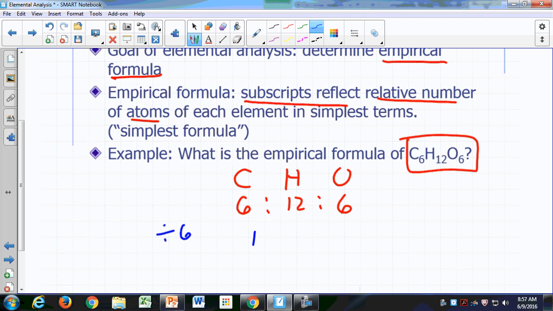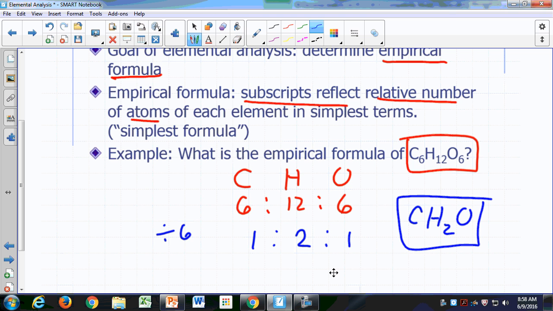So you'll have 6 divided by 6 is 1, 12 divided by 6 is 2, and 6 divided by 6 is 1. So you can say that the carbon to hydrogen to oxygen ratio in glucose is 1 to 2 to 1. So CH2O would be the empirical formula of C6H12O6.